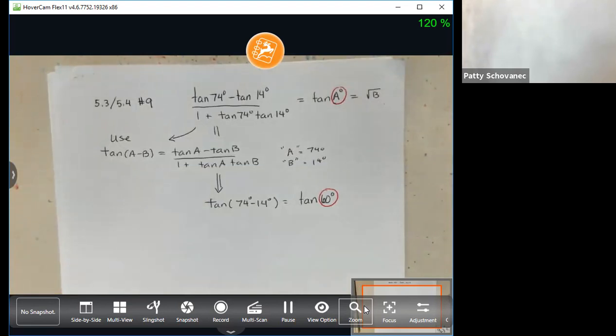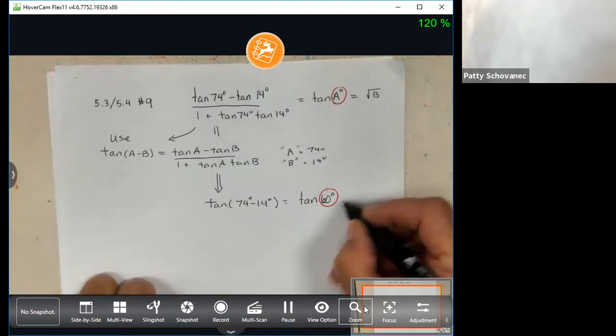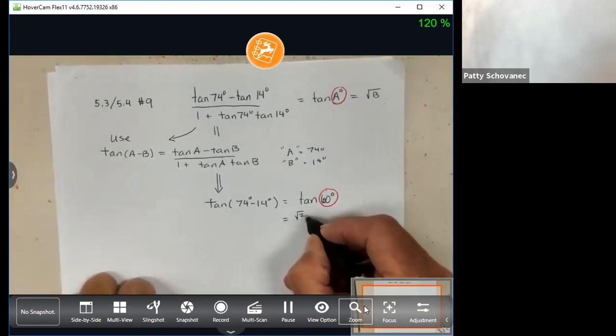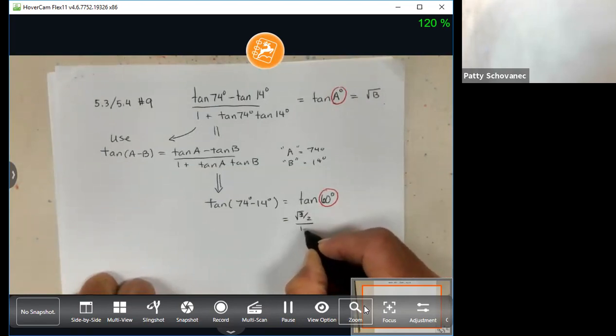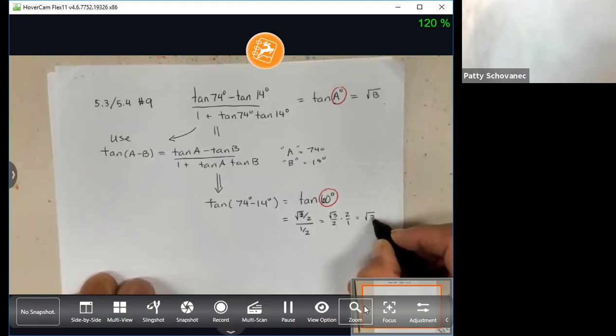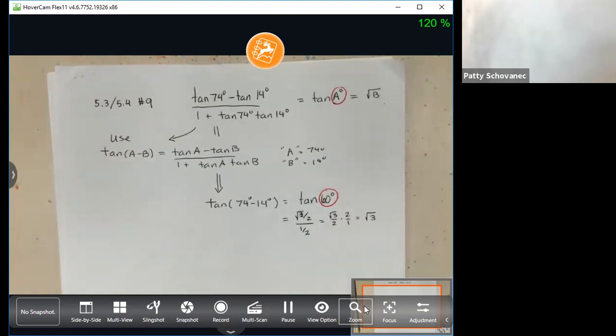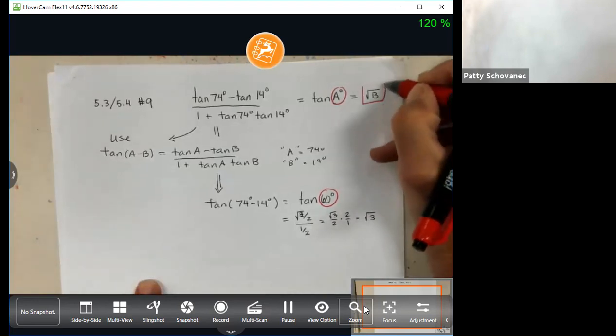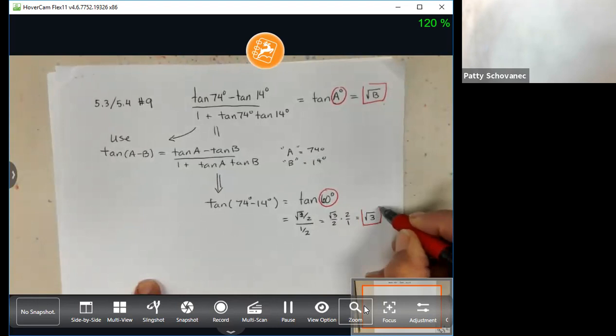The ordered pair at 60 degrees is 1/2, square root of 3 over 2, and tangent is y over x. So this is going to be the square root of 3 over 2 divided by 1/2, which is the square root of 3 over 2 times 2 over 1. That's the square root of 3. So the b value that we're looking for is 3.